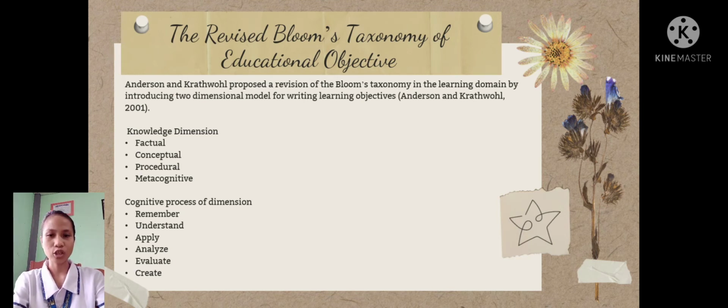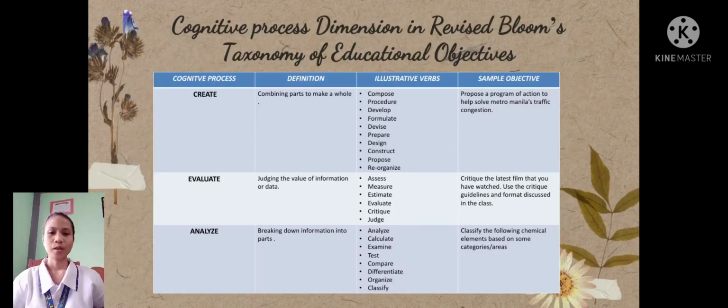Under the knowledge dimension, there are factual, conceptual, procedural, and metacognitive. Under the cognitive process dimension, there are six: remember, understand, apply, analyze, evaluate, and create. So the first dimension under the revised Bloom's taxonomy of educational objectives is the cognitive process dimension.